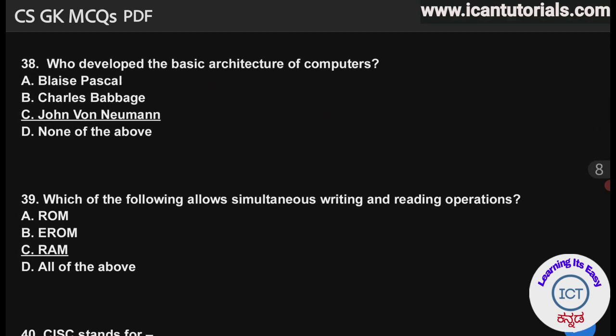Okay, the 38th question. Who developed the basic architecture of computers? And the answer is John von Neumann. He developed the architecture of the basic computer.